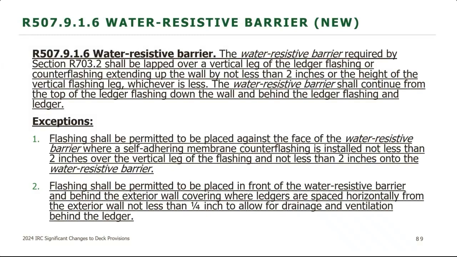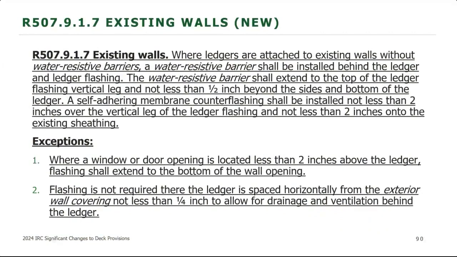Existing walls, so if you're putting a deck onto an existing building or an existing house, pretty much the same thing here. Again, that water resistant barrier has to come down over the top leg of that ledger flashing and then also extending up behind that ledger flashing up that vertical leg. But then you don't necessarily have to do the entire wall. So if there wasn't a water resistant barrier before, you don't have to remove all of the exterior sheathing or exterior finish materials. You're just going to go 2 inches above the ledger and then at least a 1/2 inch beyond the sides of the ledger. So really just flashing and putting in that water resistant barrier in the location of that ledger board and the ledger flashing.